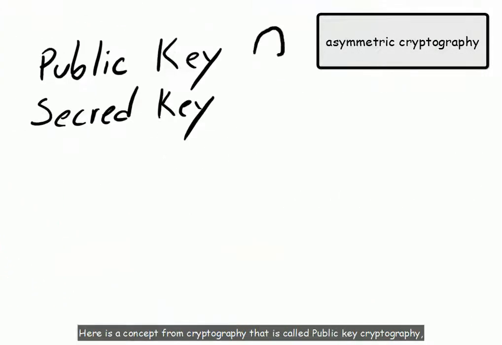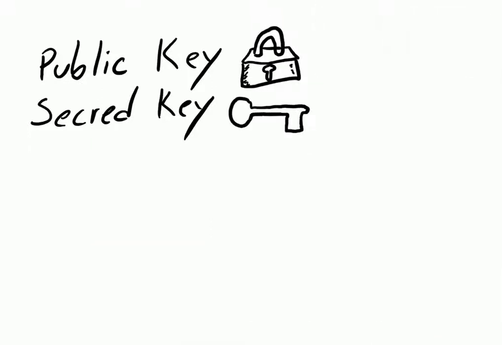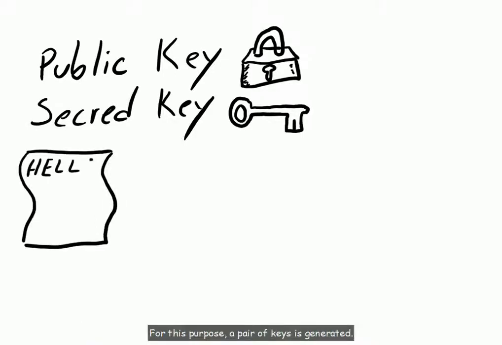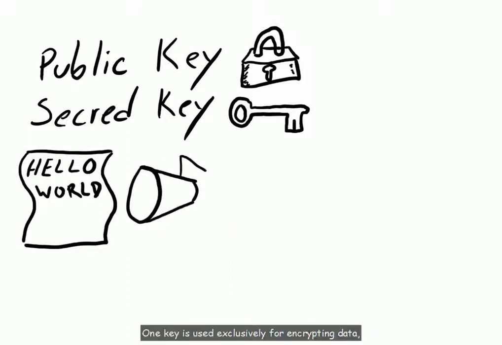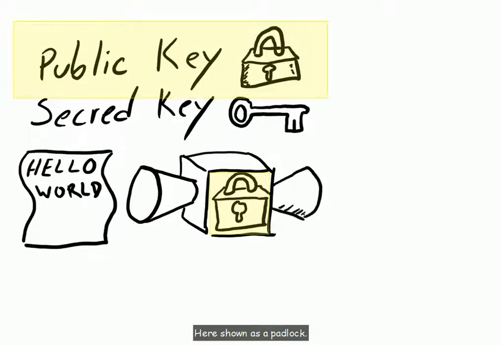Here is a concept from cryptography that is called public key cryptography, or asymmetrical cryptography. The public key encryption method was invented primarily for encrypting data. For this purpose, a pair of keys is generated. One key is used exclusively for encrypting data, called the public key, which may be disseminated widely. Here shown as a padlock.